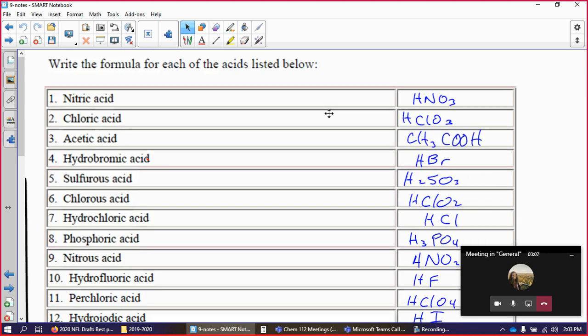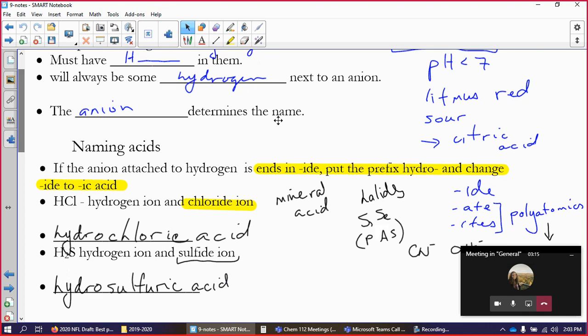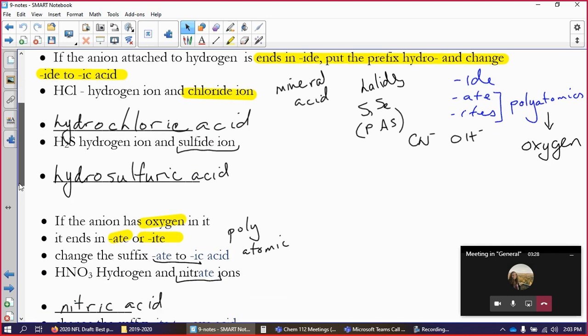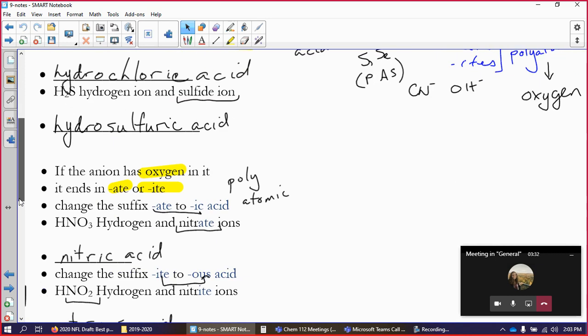So we did acid names and formulas. If the anion ends in "ide," we put hydro and ic. So hydrochloric, hydrobromic, hydrofluoric, hydrocyanic, and so on. If it ends in "ate," it becomes ic acid. So nitrate becomes nitric acid.